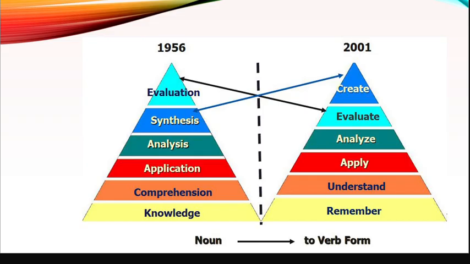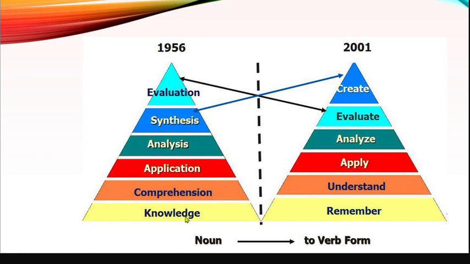So what is Bloom's taxonomy? Bloom gave the hierarchy based on these steps: knowledge, comprehension, application, analysis, synthesis, and evaluation in 1956. All of these are in noun form. But it was revised in 2001, and all these were changed into verb form, and the upper two levels were interchanged.